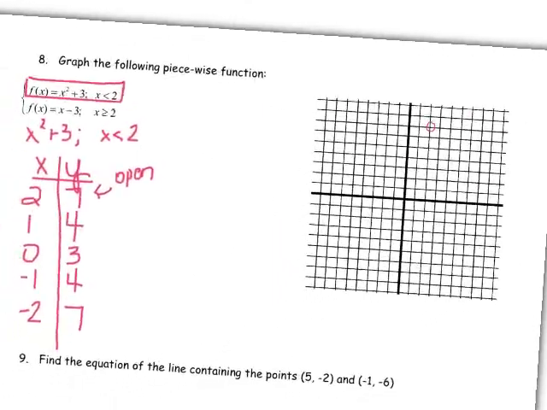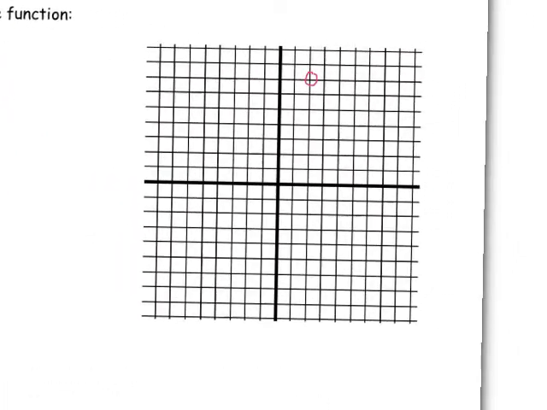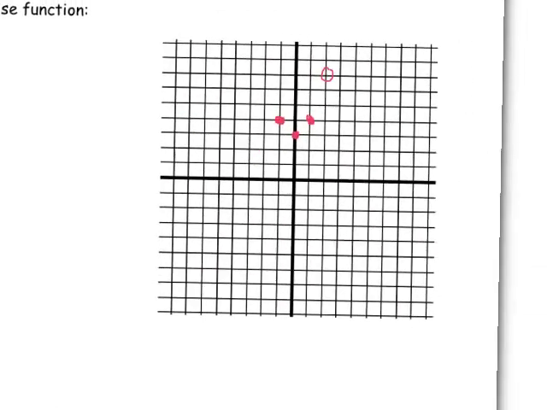Okay, what else? 1, 4. So 1, 1, 2, 3, 4. 0, 3. -1, 4. Is that all I did? Nope, I did the -2, 7. So you can kind of see the symmetry going on here, which is good.